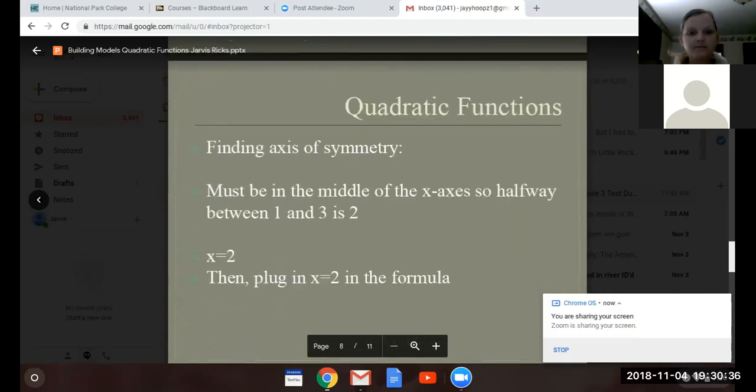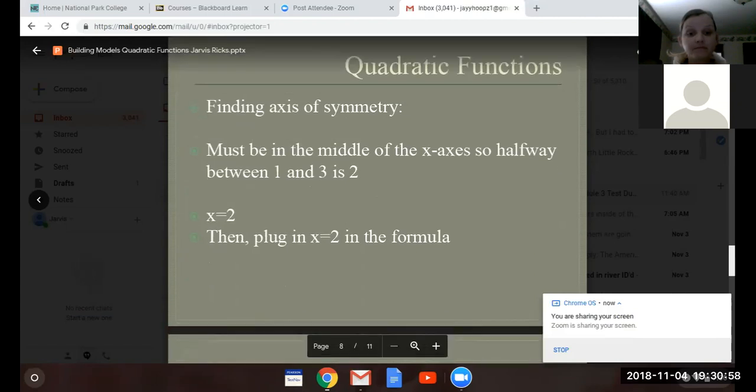Next is finding the axis of symmetry. To find the line of symmetry, you find the midpoint between both of the x-intercepts. In this case, it is 2. That will tell you the x-coordinate of the vertex.